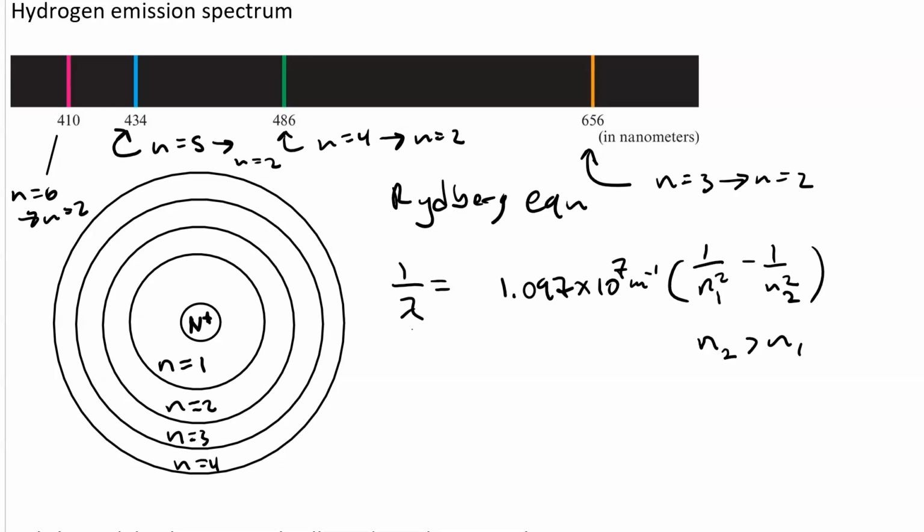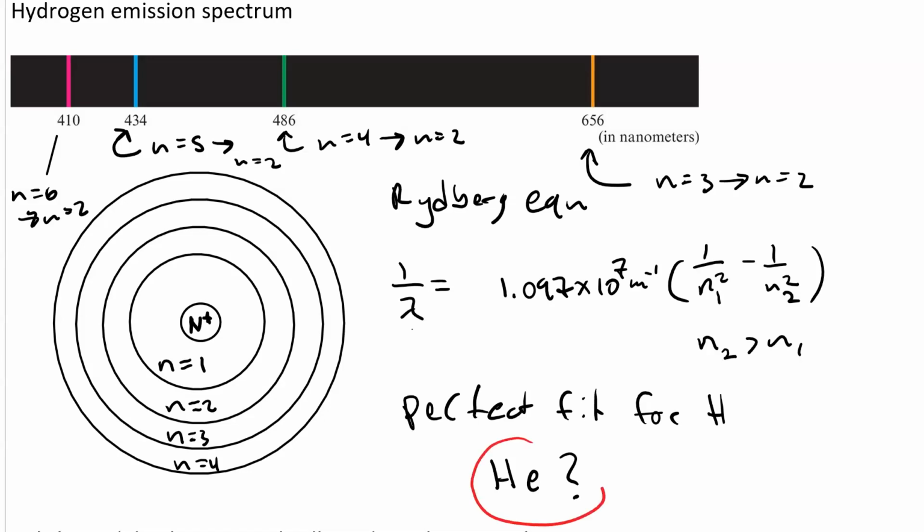Now, this works great for hydrogen. Bohr got essentially a perfect fit for hydrogen. When he tried it with helium, not so much. In fact, the answers got worse and worse the more electrons he used. Where did Bohr go wrong?